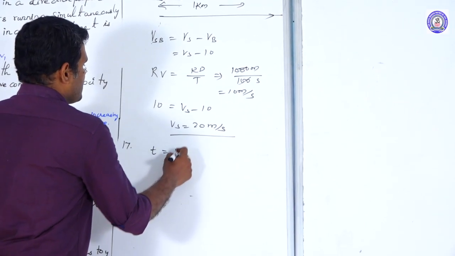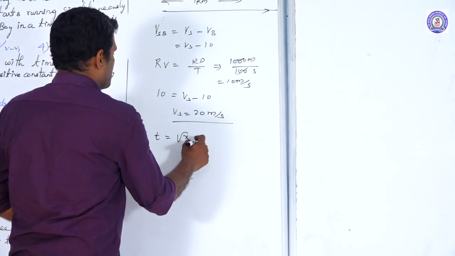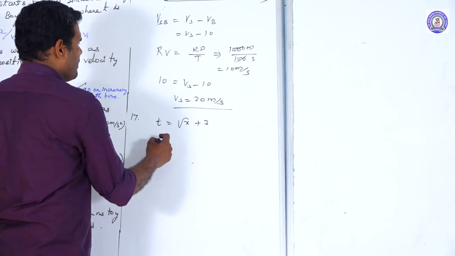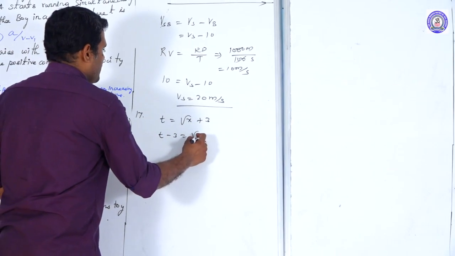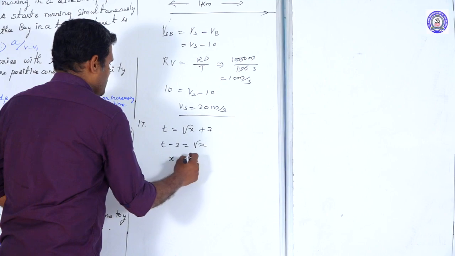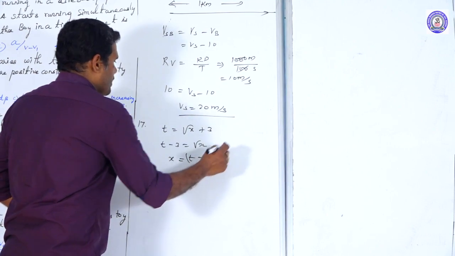We can say the time is given in terms of t equals root x plus 3. You can simply manipulate this. t minus 3 equals root x. x is equal to t minus 3 the whole square.